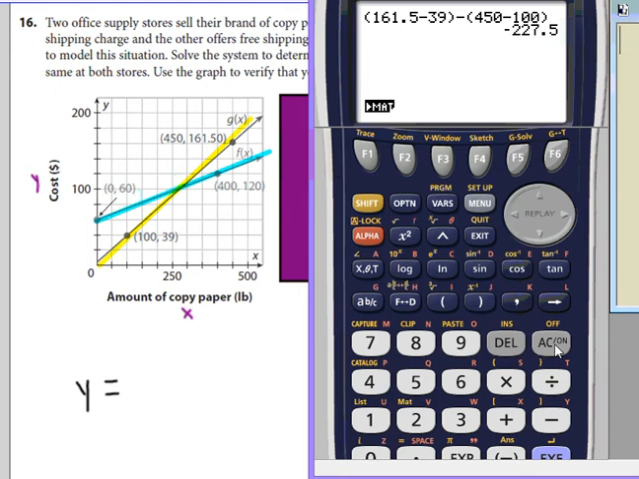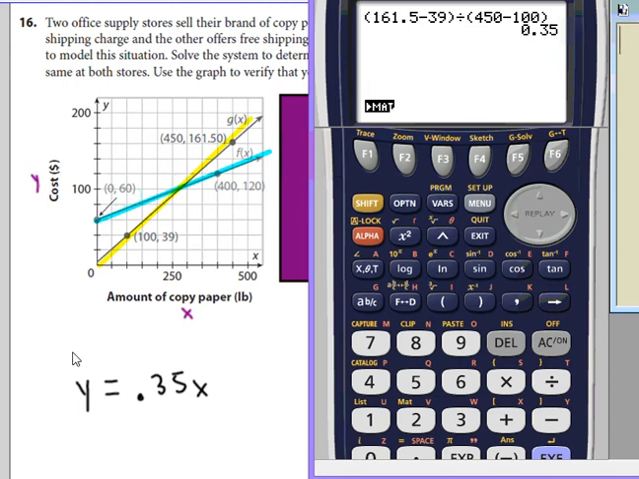So watch this. If I hit clear, then I hit up, it puts the last thing I typed in there again. So I'm going to come over here, delete that, and hit division instead of subtraction. I like that better. 0.35. So this one is 0.35x. That's this linear equation.